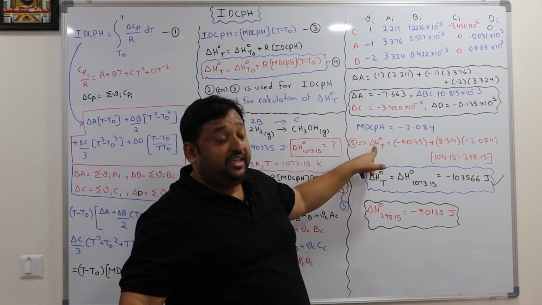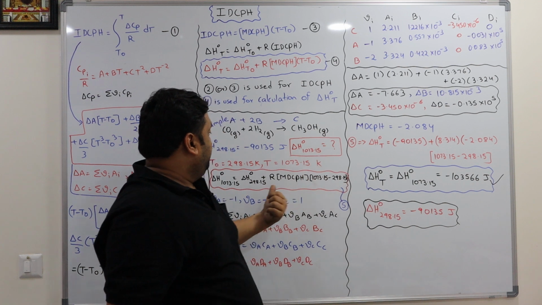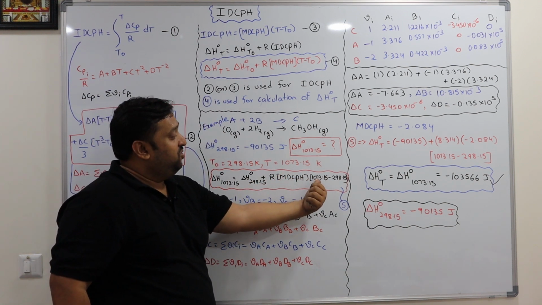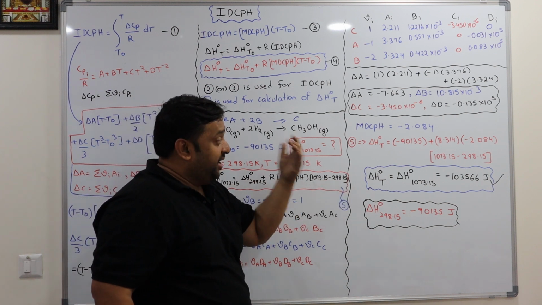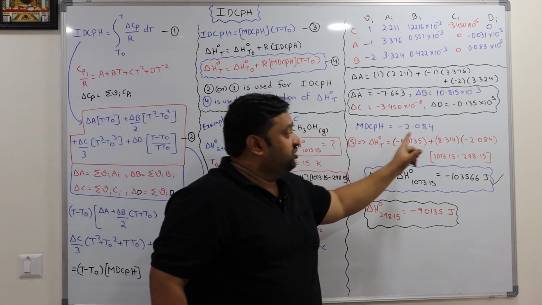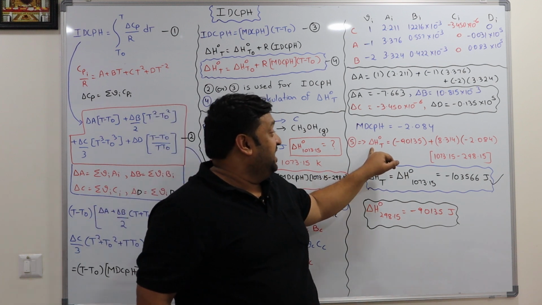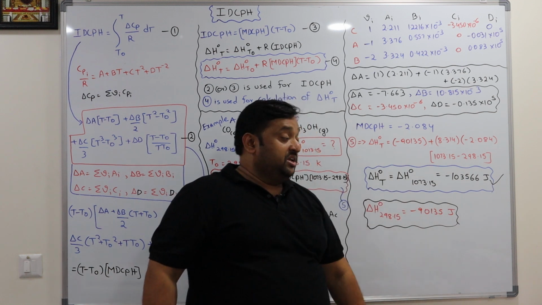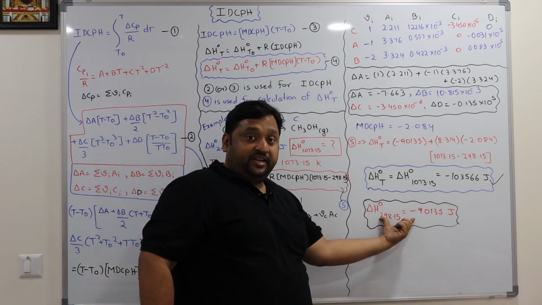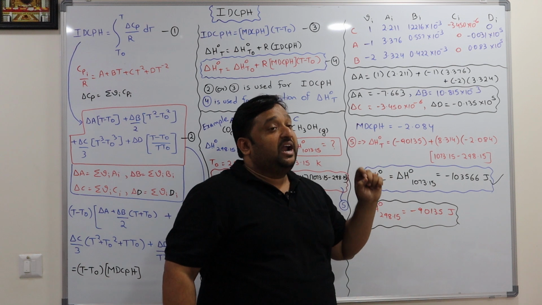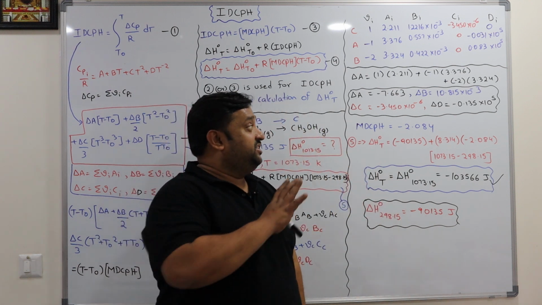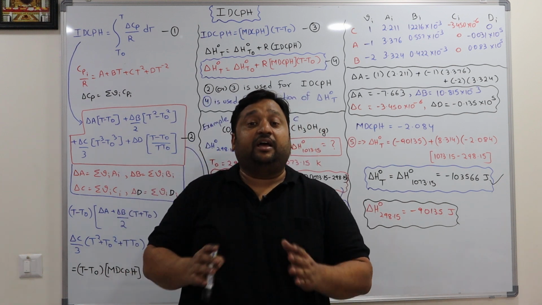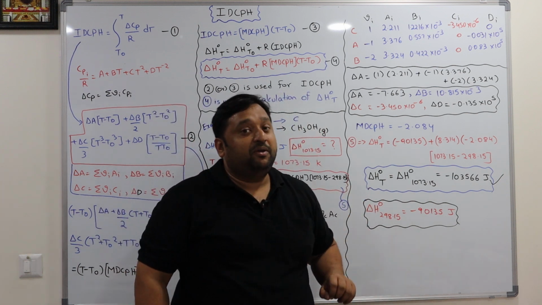Therefore, delta H of the reaction is delta H 298 plus R times MDCPH into (1073.15 minus 298.15). Once you substitute each and every value, you get delta HT, which is minus 10.3566 joules. That means if you know the delta H at 298, you can calculate the delta H at 1073 Kelvin. So this is how we use this IDCPH evaluation to find the enthalpy of the reaction at any temperature.